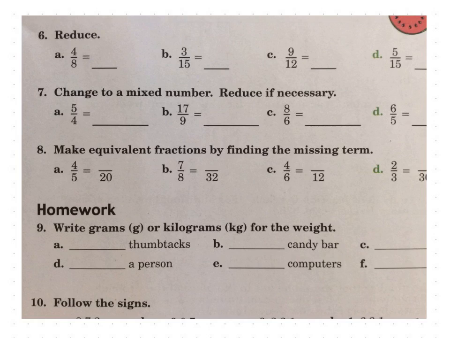We have 4 over 8. What goes into both 4 and 8? 4 does. 4 is the highest number that goes into both 4 and 8. 4 goes into 4 one time. 4 goes into 8 two times. We get 1 over 2.